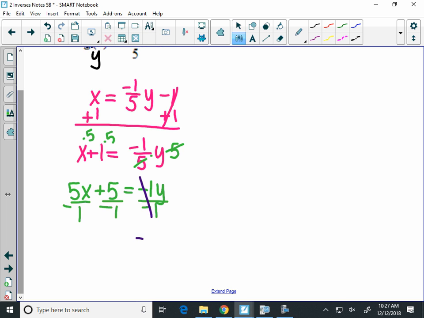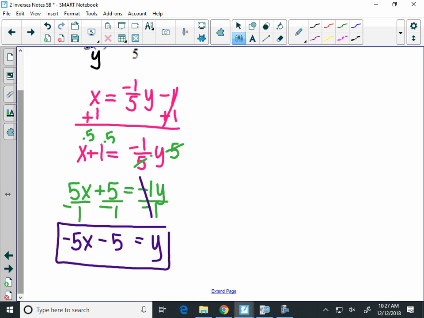When I divide by negative 1, I get y equals 5 divided by negative 1 is negative 5x, and same here, negative 5. So that is the whole equation. That is what the inverse function equals.